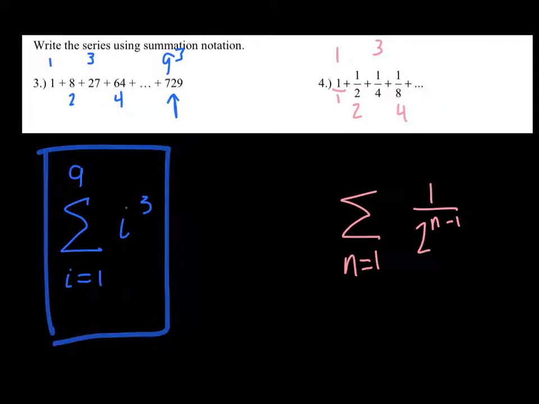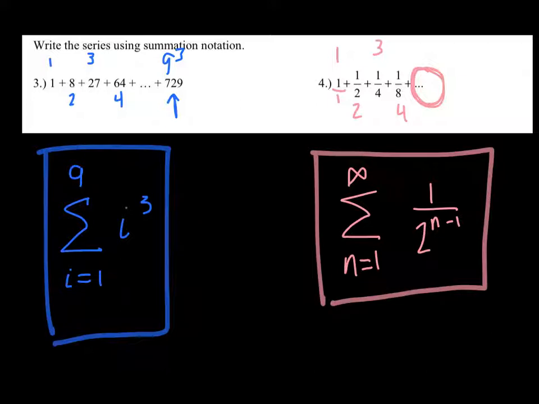In this series, because of the ellipsis here, we don't have a stopping point. We don't know where it ends. So this series continues on to infinity. We don't have a term where it stops. That's the only difference between number 3 and number 4. So when you're writing the rules for these, it's really just a matter of thinking about it a little bit, and it's almost like problem solving.